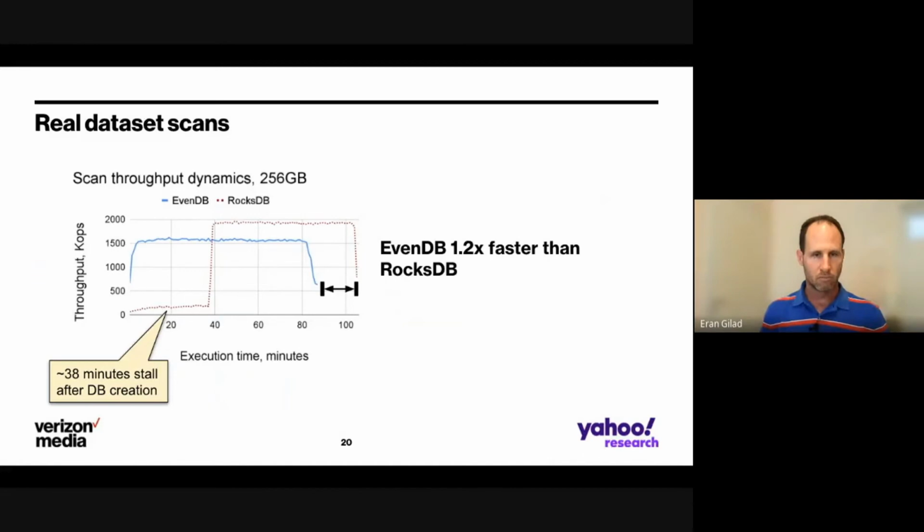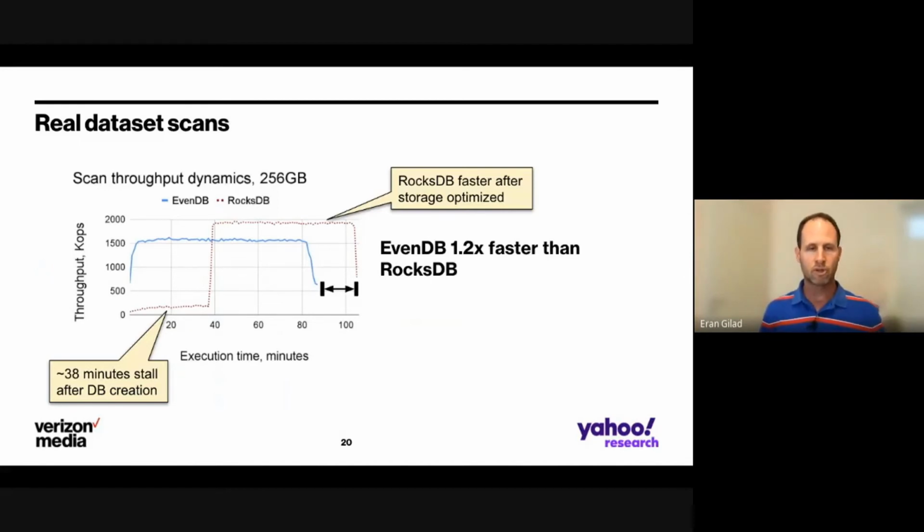So within this benchmark, EvenDB still wins. Now, RocksDB does run faster after it completes its storage optimization, but EvenDB does not try to optimize its storage in the background, and the scan benchmark does not include many writes. So RocksDB has the resources to optimize the storage without being affected by background updates.